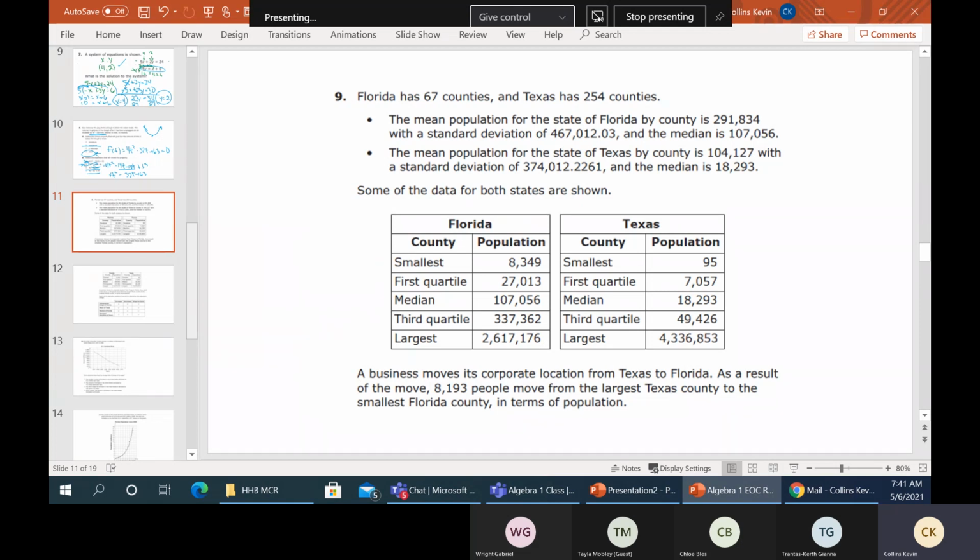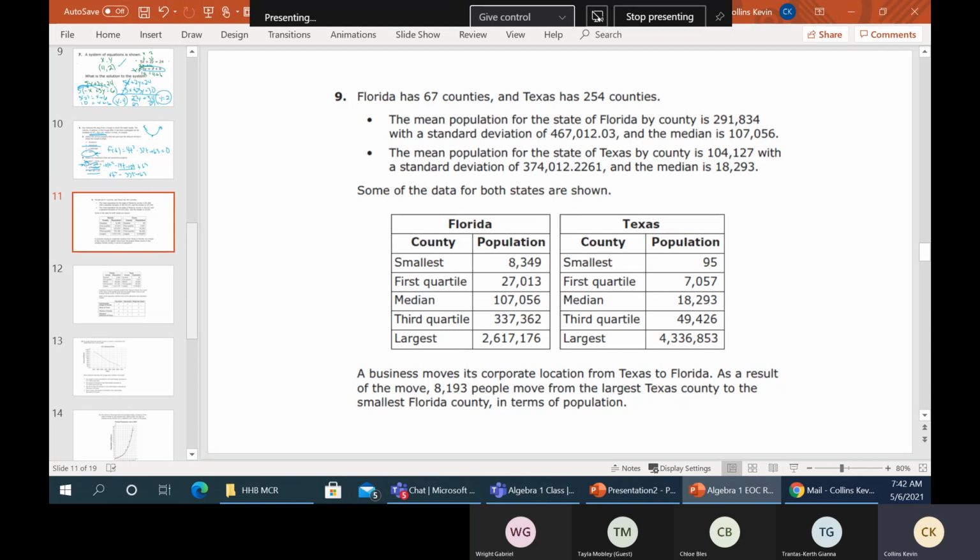Okay, so some data for both states are shown. This was the stuff we were talking about pretty recently about the quartiles. This is like the top 25%, the bottom 25%, the middle 50%. We were talking about that stuff. Median, again, is if you arrange the counties by population from smallest to biggest, then the median is the one in the middle, and the same thing over there. So there's actually a county in Texas that only has 95 people. That's crazy. And the biggest county has 4 million people. I would assume that would probably be Dallas area.